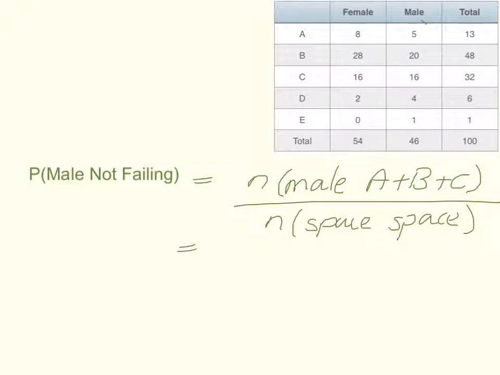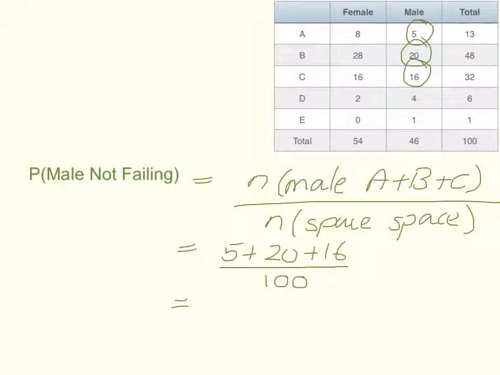So I have 5 males that received an A, 20 that received a B, and 16 that received a C. So I need to take my 5 plus my 20 plus my 16, and I divide it by 100. This will give me 41 over 100, or 41%.